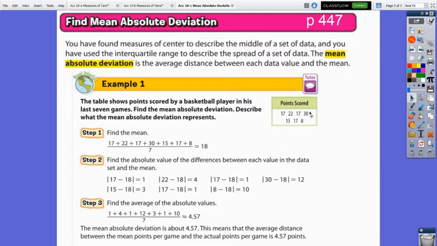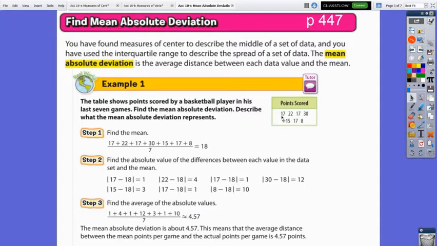So this is basketball points scored in the last 7 games, and the average is 18 points per game. Add up all the points, divide by the 7 games. Okay, so to find the differences for each point, you subtract the value of each data point from 18, or you subtract 18 from the numbers that are bigger than that. That's why they use absolute value, right? You don't use negative numbers here. You just find the absolute value of the difference. So just subtract the bigger number minus the smaller one, and that will always give you a positive number.